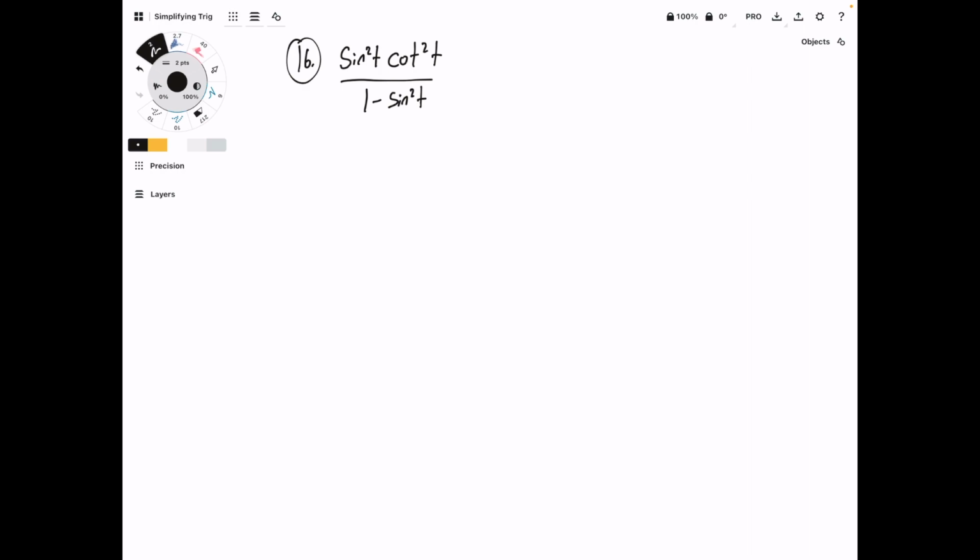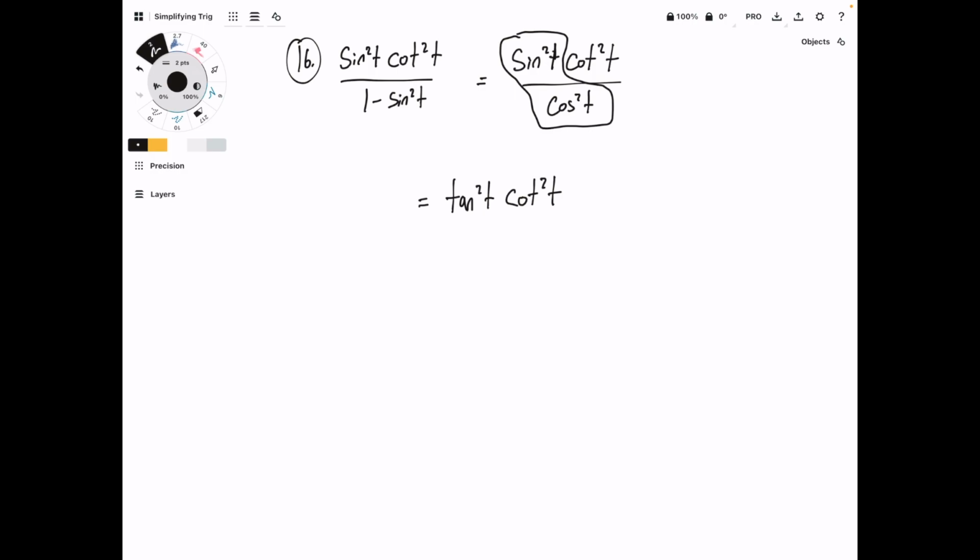First thing we recognize is that this is one of the trig identities for cosine squared t. So we can rewrite this as sine squared t times cotangent squared t over cosine squared t. Then we see that we have a sine squared over a cosine squared. So this can be rewritten as tangent squared t times cotangent squared t. And because these two are reciprocals, we are left with just one.